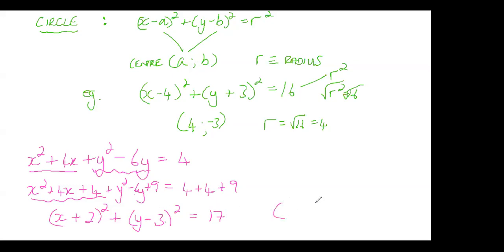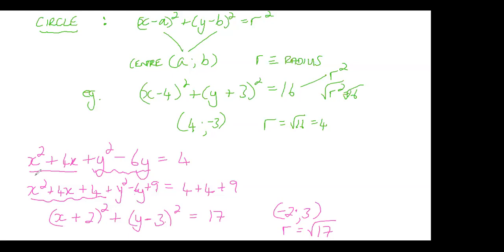So the center is minus 2. Remember, it's the opposite sign. So minus 2 and plus 3. Right, that's your center. And your radius will be the square root of 17. Okay.